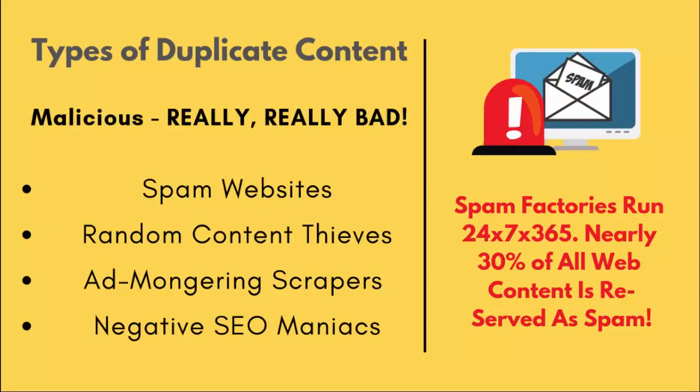Now, there are multiple different types of duplicate content. You have the really bad ones. These are things like spam websites, spam factories that just pull content from new websites before it gets indexed, which we'll talk about later on, and then basically repurpose or republish it as their own content. Then you've got things like random content thieves, ad mongers and scrapers, and negative SEO maniacs.